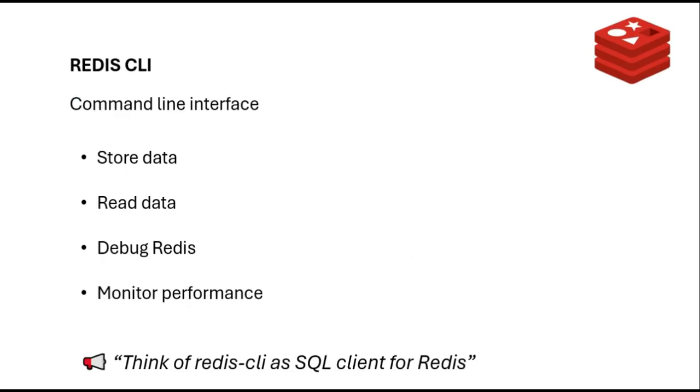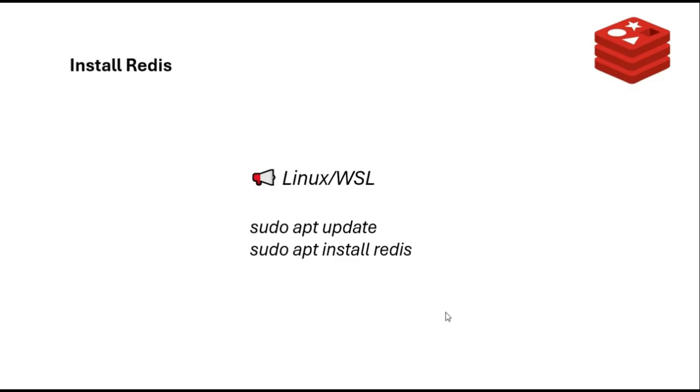To understand Redis, we need to install Redis CLI. Redis CLI is nothing but a command line interface, which we can use to store the data, read the data, debug any Redis issues, or monitor the performance. Think of Redis CLI as a SQL client for Redis. We can install Redis on Linux, Mac, and Windows. For Linux, this is the command we need to use for installing Redis. For the Mac machine, we can use the command brew install redis.